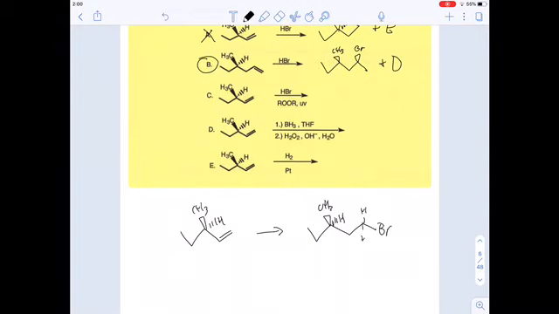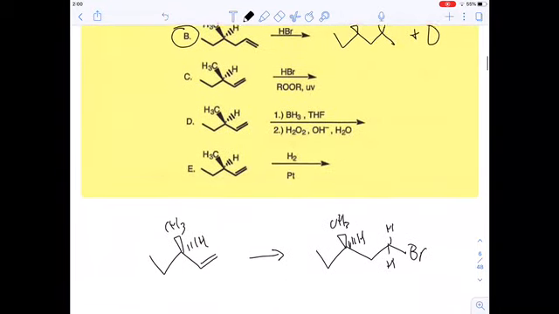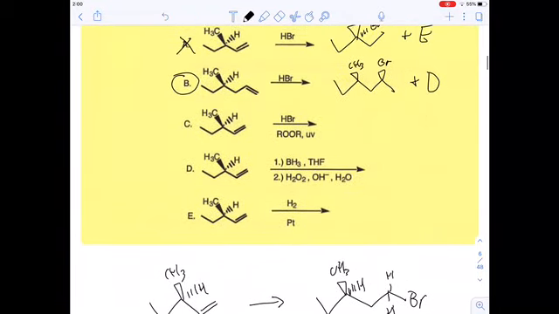The reason that this is not a diastereomer is because your Br is terminal. So now that means you're bonded to two H's, and that means it's not a chiral center. Okay, so C is not your answer because you're not going to even get an enantiomer, you're just going to get a Br added to it.